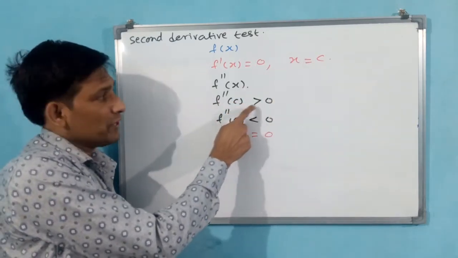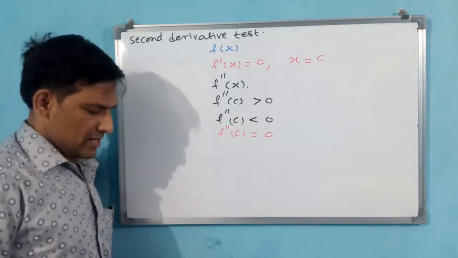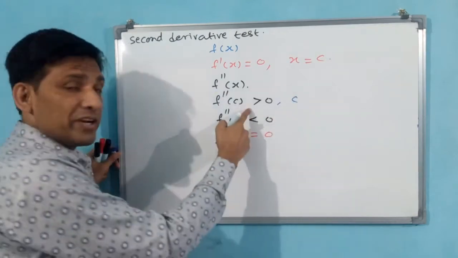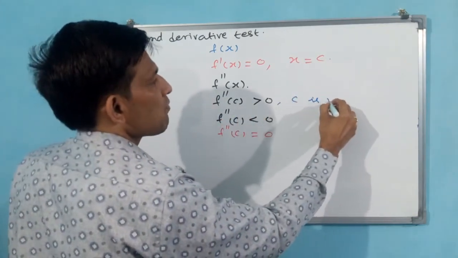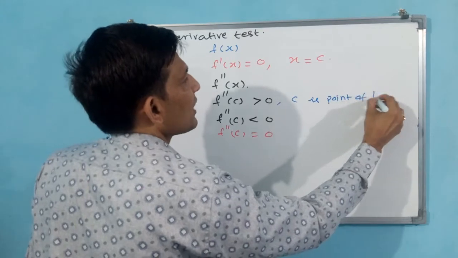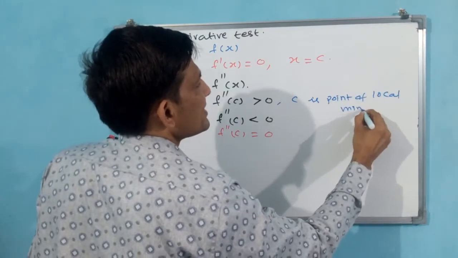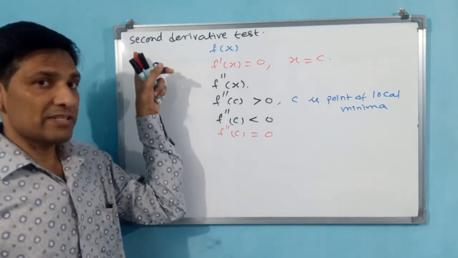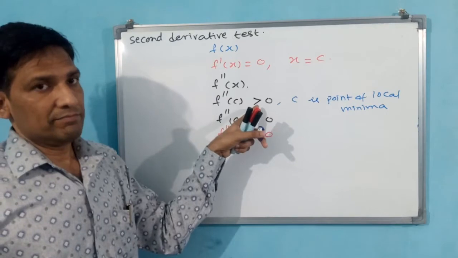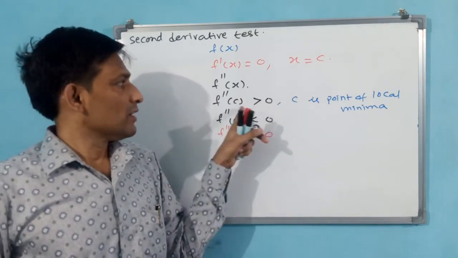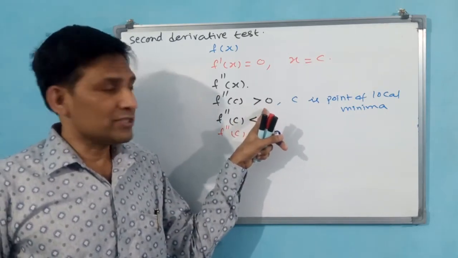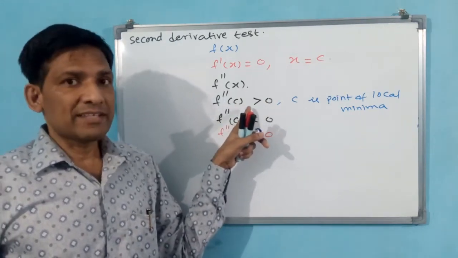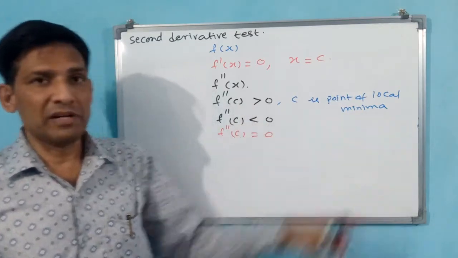F double dash c, if it is greater than 0, then c is the point of local minima. See, understand the logic here. Greater than 0 in the first derivative means increasing. But here, if f double dash c is greater than 0, that means a positive value. If f double dash c is positive, then local minima will come.